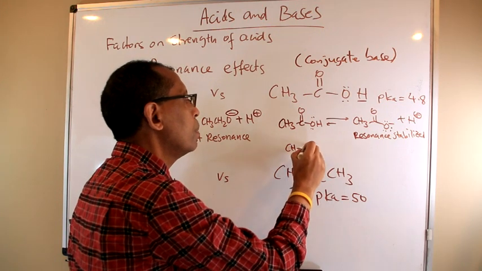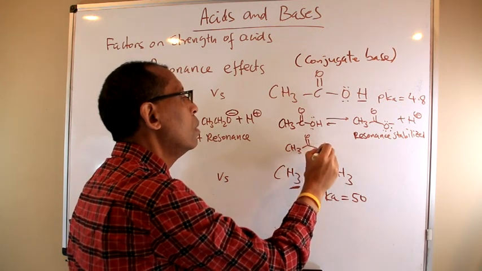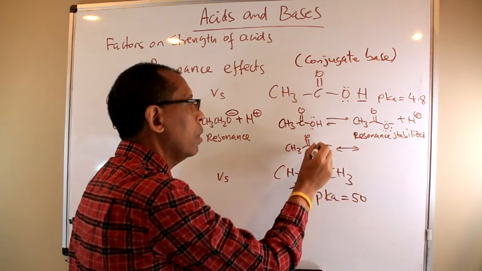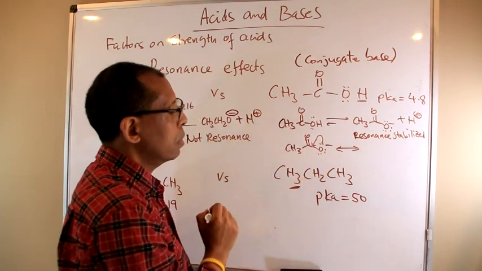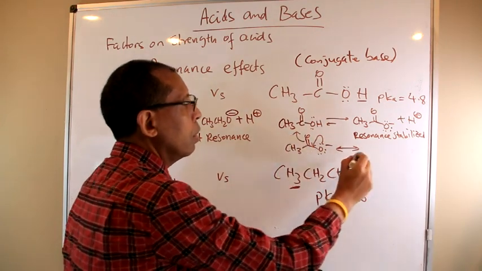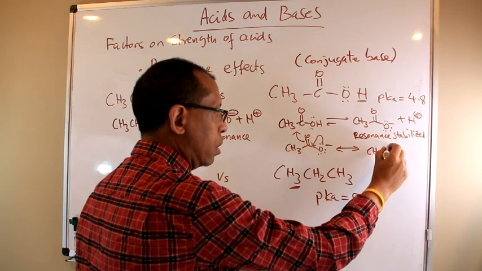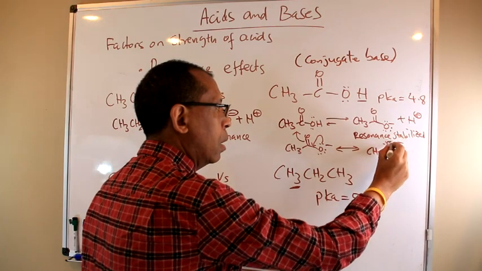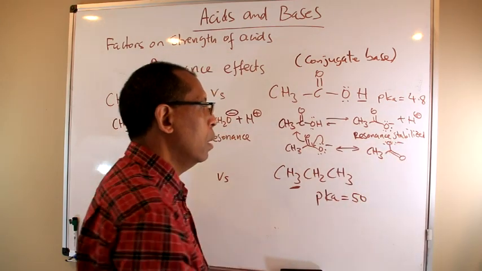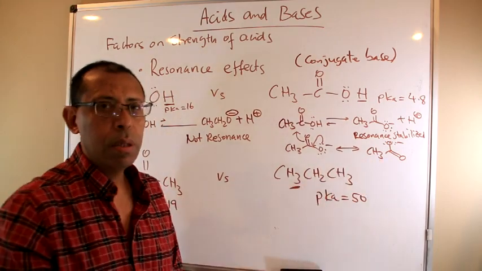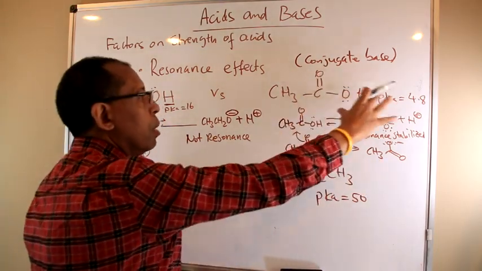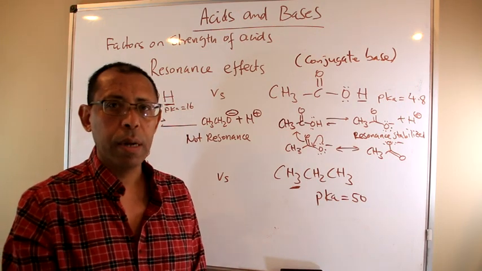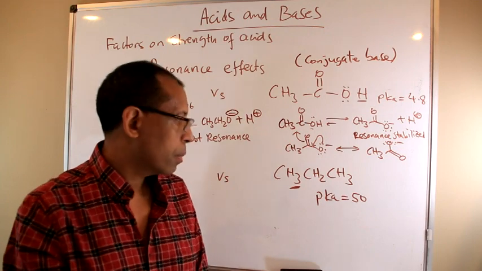If you write this, the resonance that can be drawn is, if you just push the electrons back, this can come out, and you have an alternative resonance structure. So this resonance stabilization makes this compound more acidic because that conjugate base has a resonance stabilization factor.